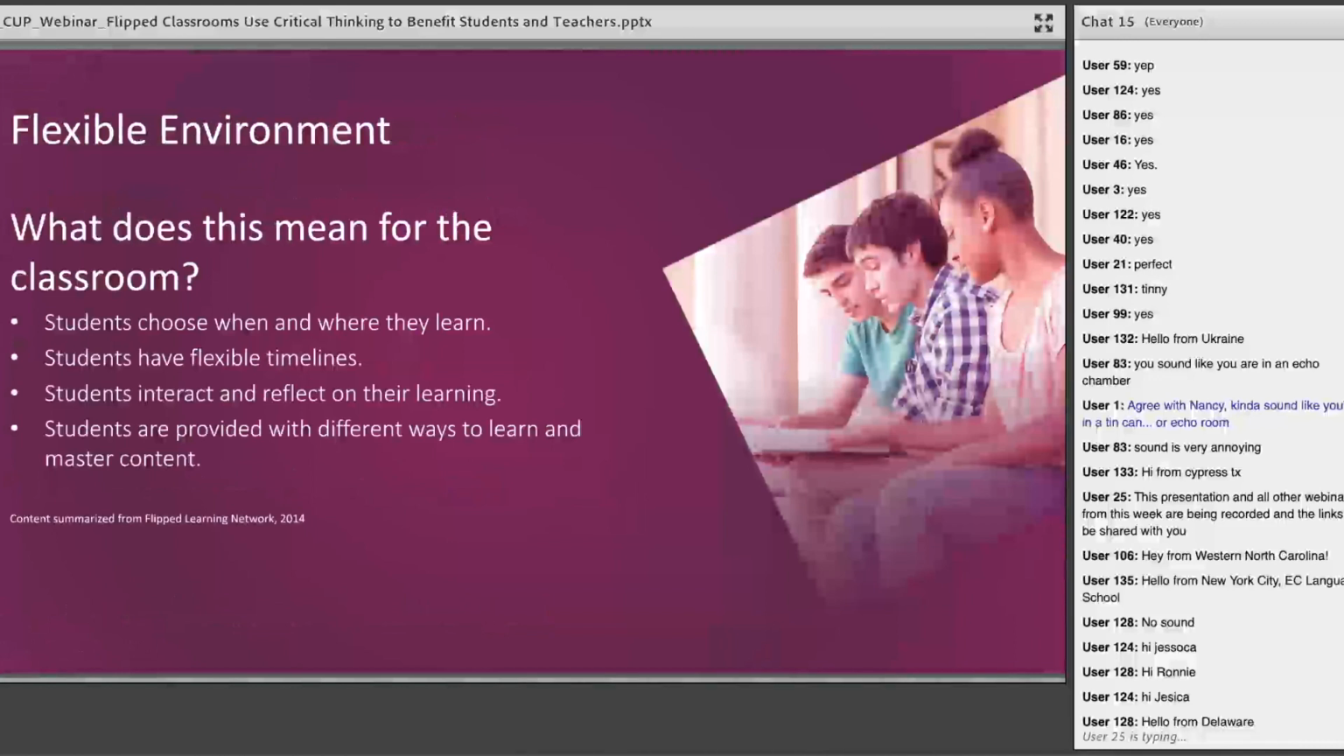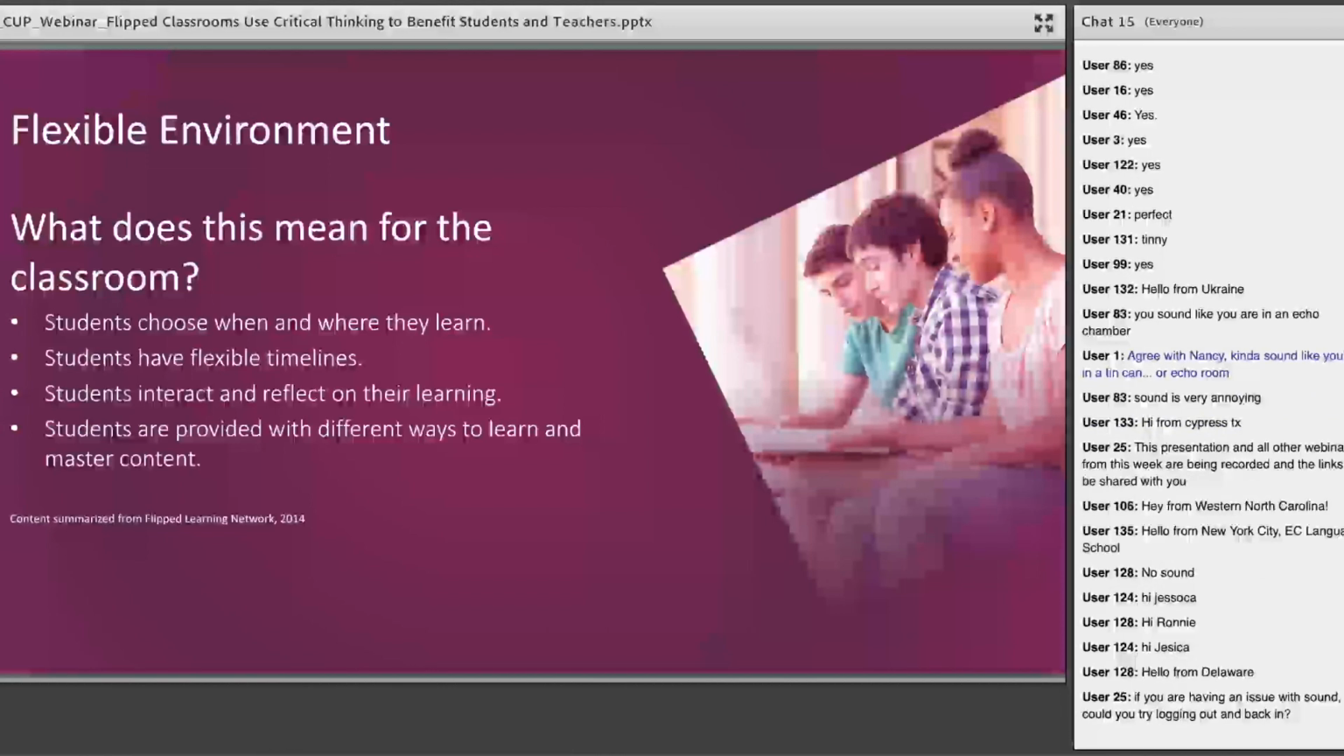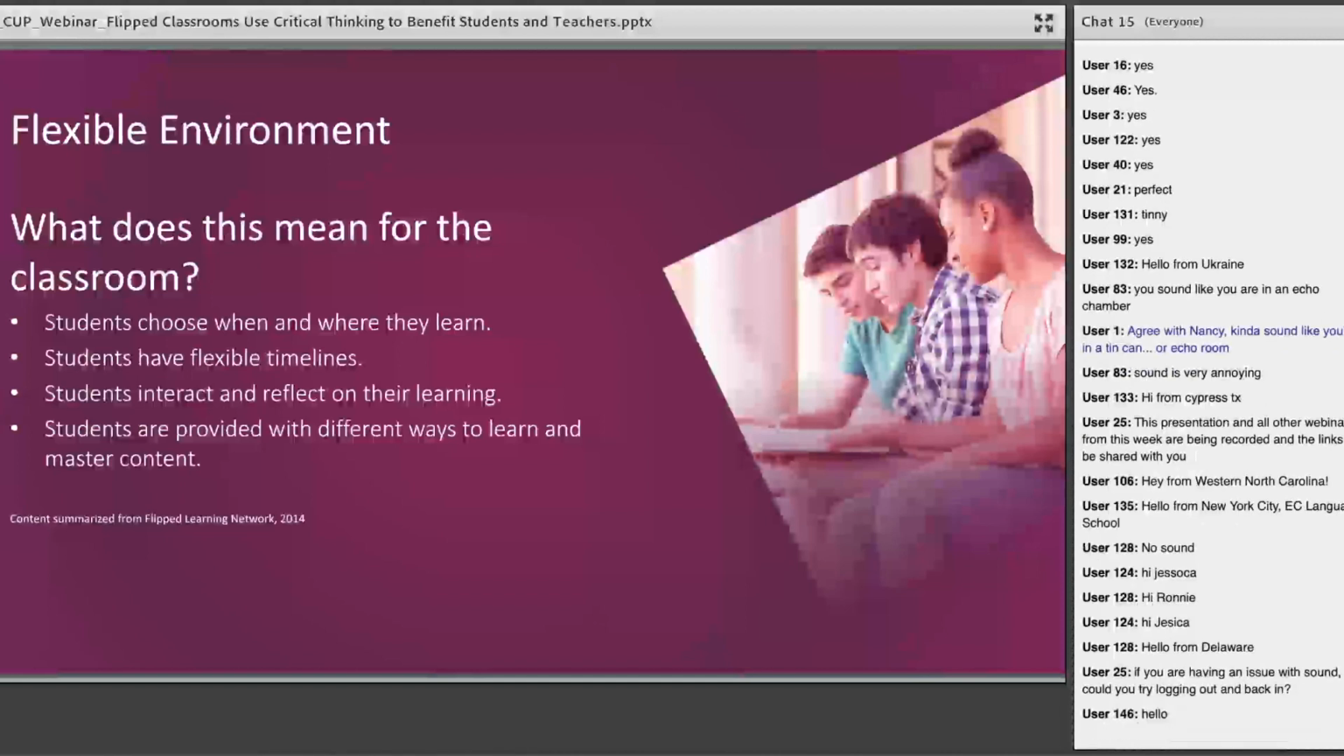So if we were to look at each of them separately for just a moment, the flexible environment, what does this mean for our classrooms? Well, students choose when and where they do the learning. They don't have to do it at 8 a.m. when they're sitting in your classroom. They have a lot more flexibility with that.